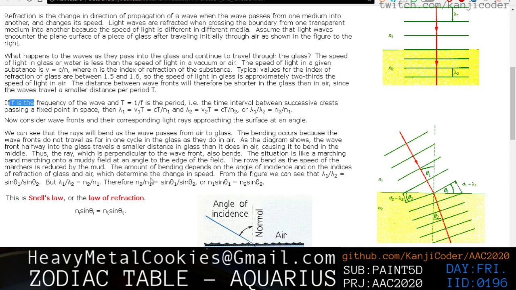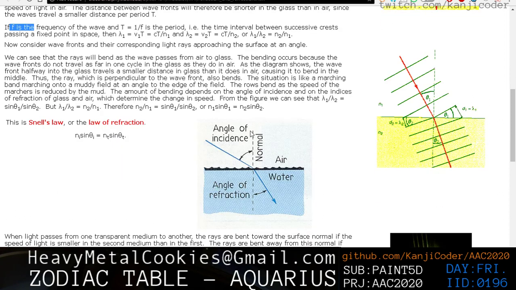The amount of bending depends on the angle of incidence and the indices of refraction of glass and air, which determines the change in speed. From the figures, we can see that lambda 1 divided by lambda 2 equals sin theta 1 divided by sin theta 2, but lambda 1 divided by lambda 2 equals n2 divided by n1, therefore n2 divided by n1 equals sin theta 1 divided by sin theta 2, or n1 sin theta 1 equals n2 sin theta 2. So a whole bunch of stuff I don't get.